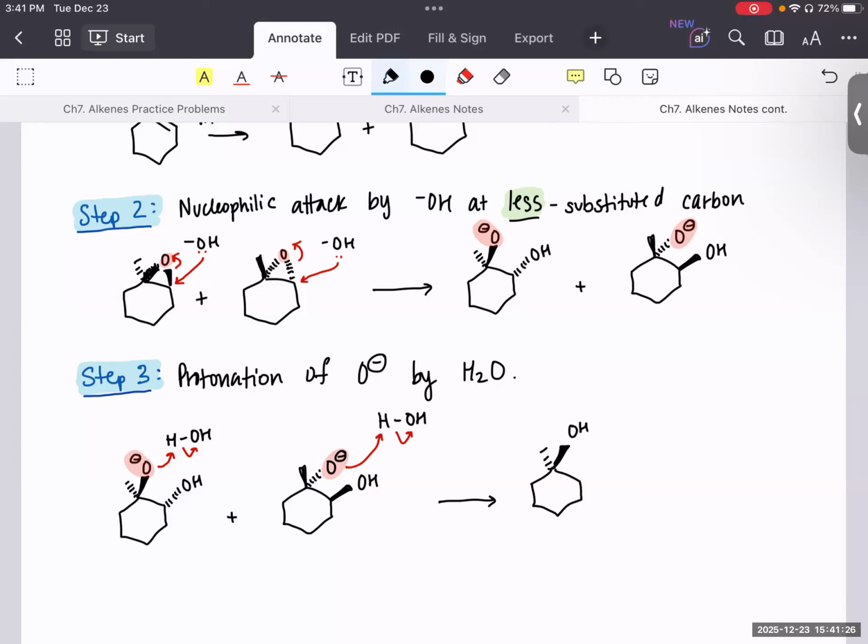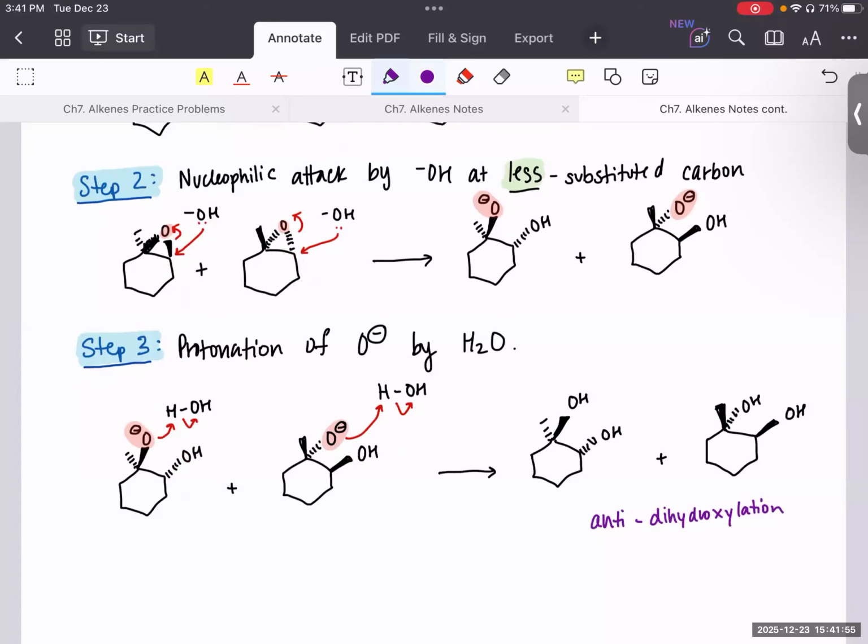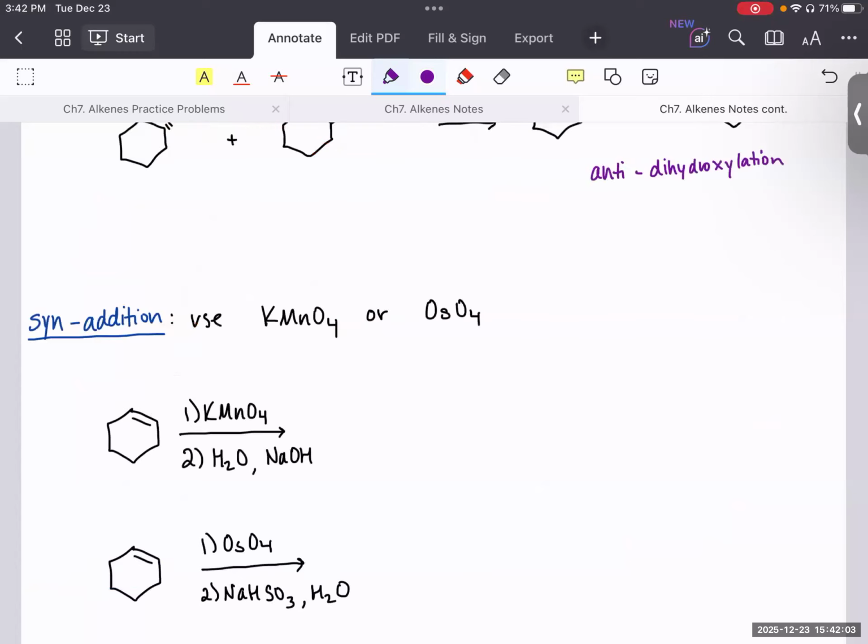All right, and so once we protonate, we can see that we formed the anti positioning of the two alcohols. And so that results in anti-addition, or anti-dihydroxylation. All right, so very useful reaction. It directly comes from our ability to form epoxides. And so if you see anti-OHs, then assume that you want to go through this mechanism.